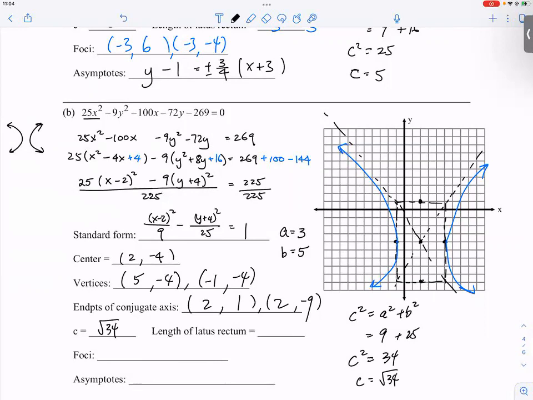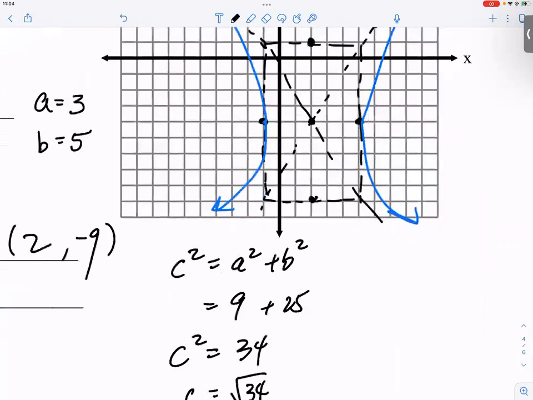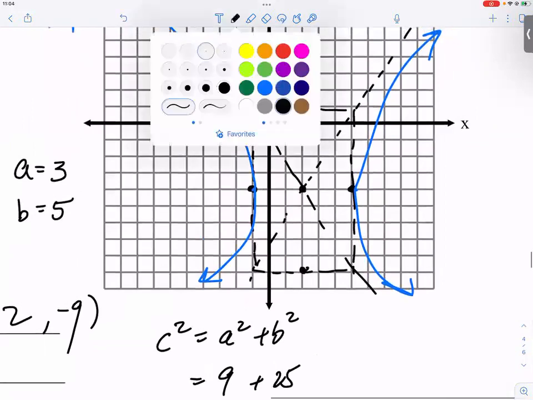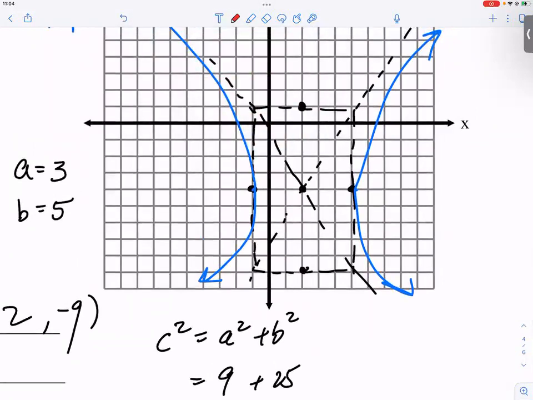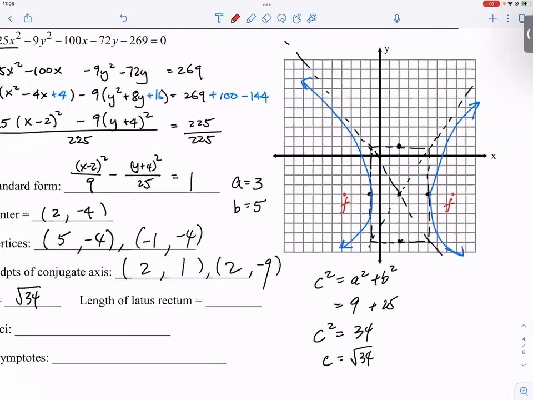And approximately, what's square root of 34? Close to 6, but less than 6. So if you want to draw the foci, again, I can foresee some mistake here. The foci are the center plus or minus C units, not from the vertex, from the center. So here C is almost 6. So I would say this is a focus. This would be a focus as well. Okay, so these two are the foci.